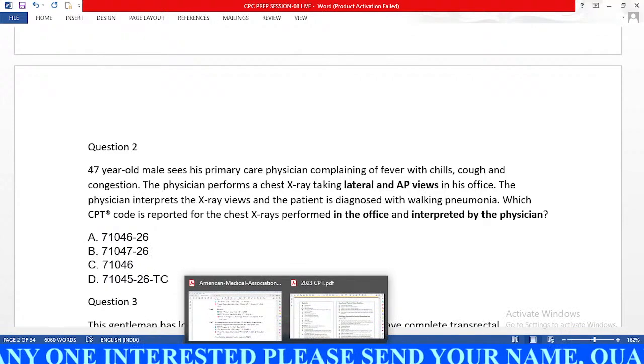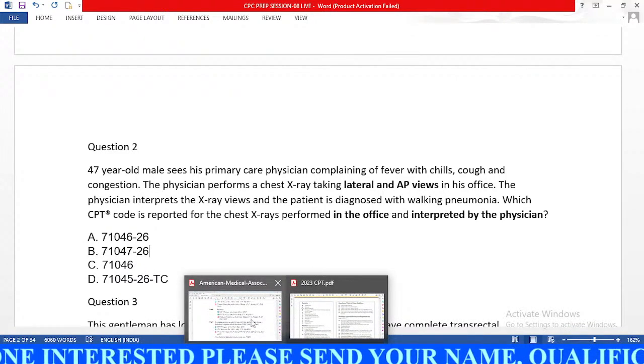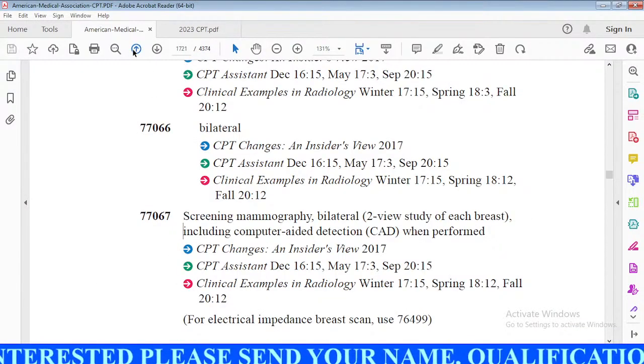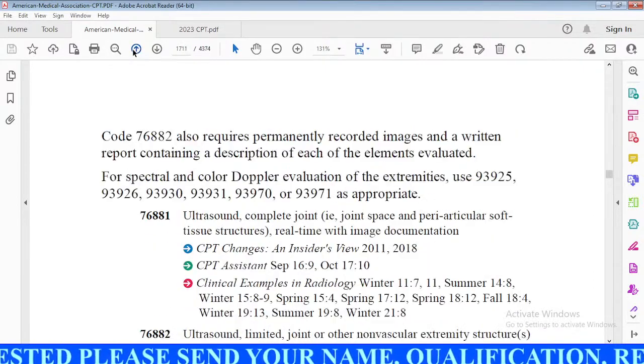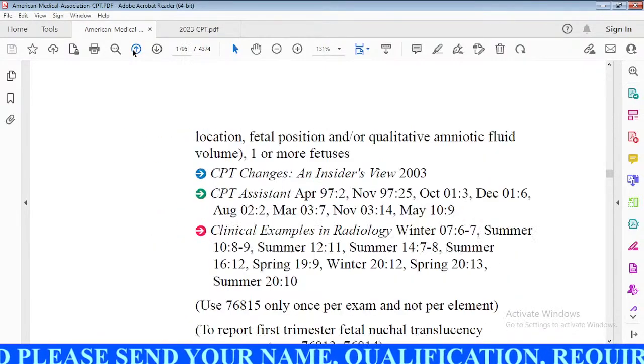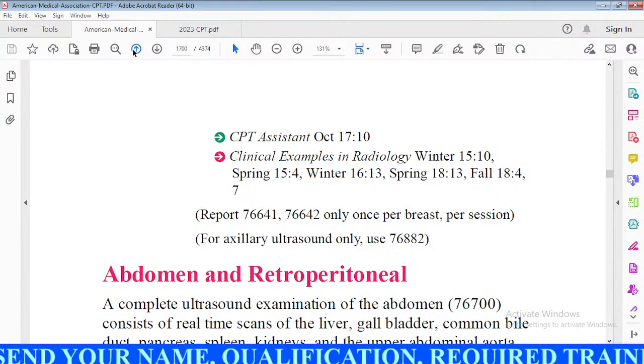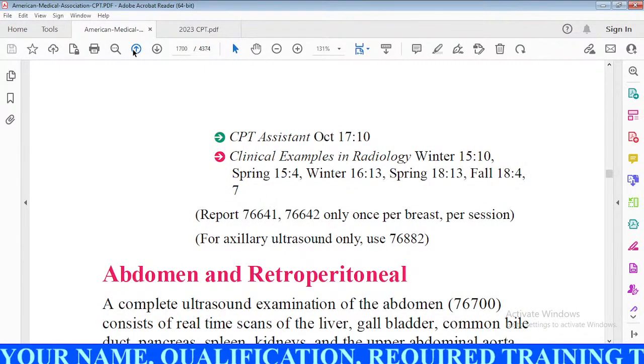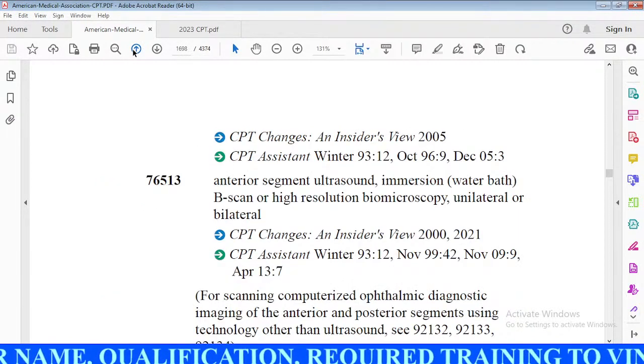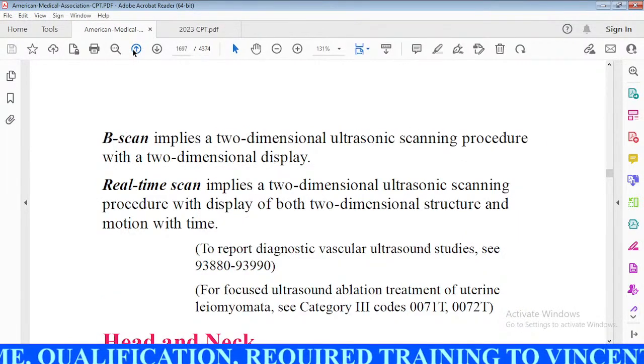Anyway, we'll check in the CPT book: 71046. These are most common in the CPC exam. Yeah, exactly, Supriya. If the physician does both things, we need not code any modifier.